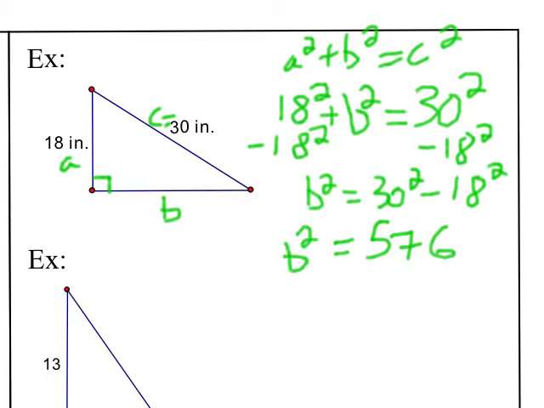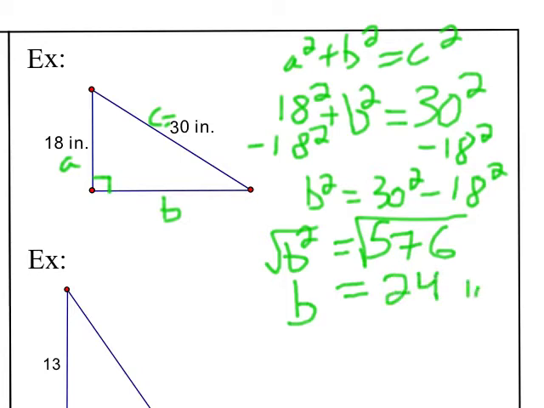To solve for b now, we want to finish this problem up. We're going to take the square root of both sides, so we'll square root this side, square root this side. And technically this would leave us with plus or minus a number, but we know that a length always has to be positive. So we're left with b equals the square root of 576. And once again, you plug that in your calculator and you should get that b is 24. And inches is our units, 24 inches.